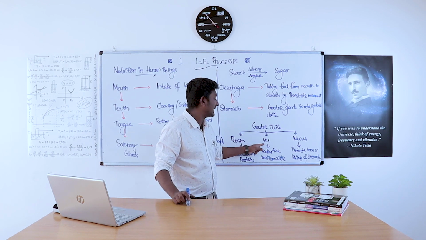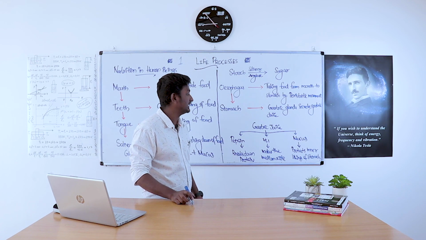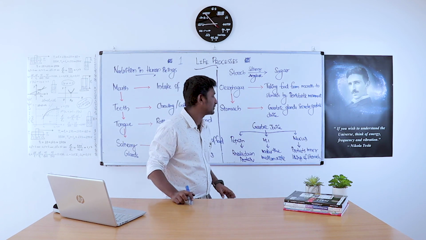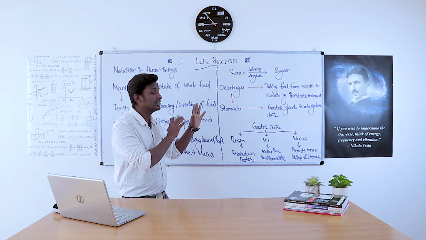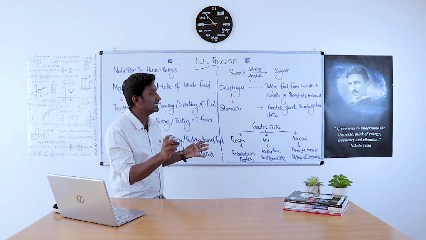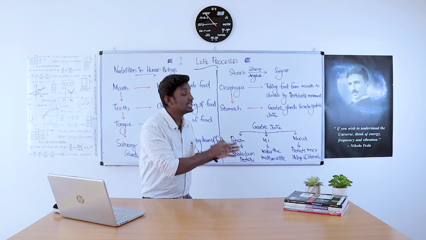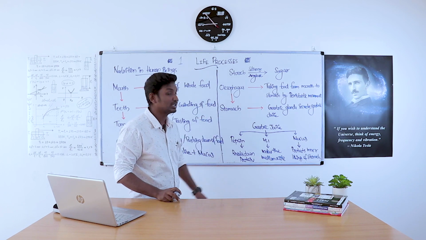Next is HCl. HCl makes the medium acidic. Mucus protects the inner lining of the stomach. So, in the stomach, gastric glands are present and these gastric glands secrete gastric juice. Gastric juice contains pepsin, HCl and mucus.